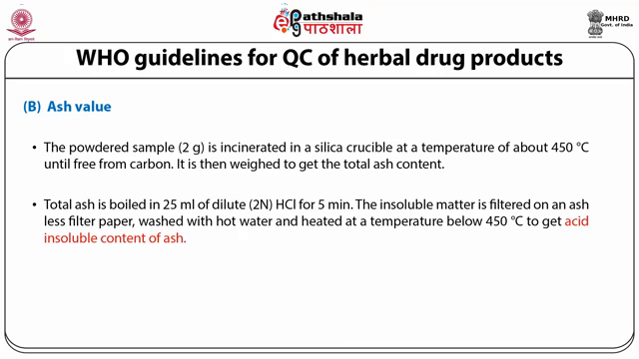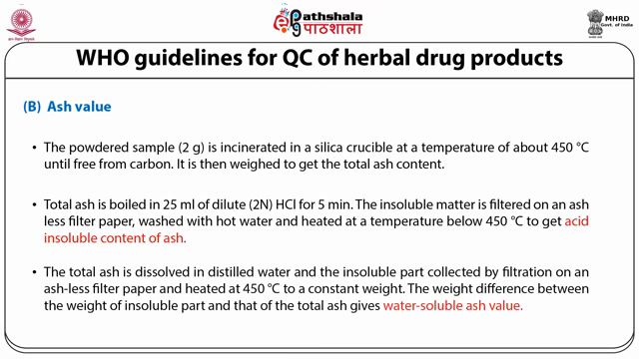by treating the ash with dilute HCl for 5 minutes. The insoluble matter is filtered on ashless paper, washed with hot water and heated at a temperature below 450 degrees Celsius to get the acid insoluble content.